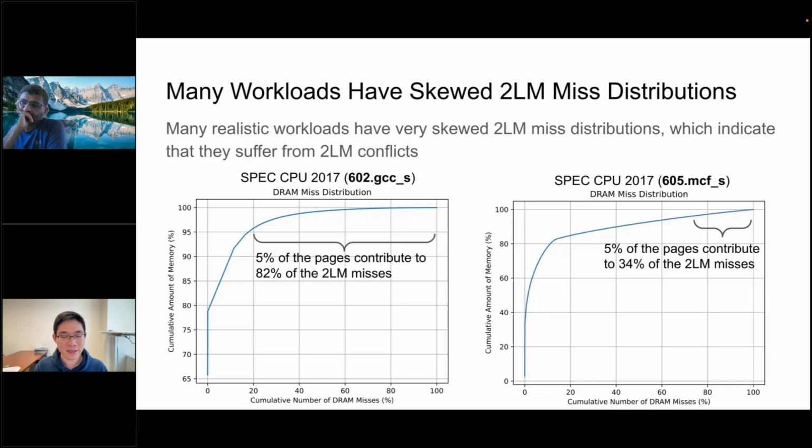And we see a similar trend in the graph on the right. It is less skewed than the other workloads, but we can still see that 5% of the pages contribute to 34% of the 2LM misses.